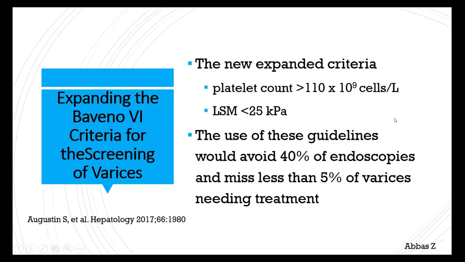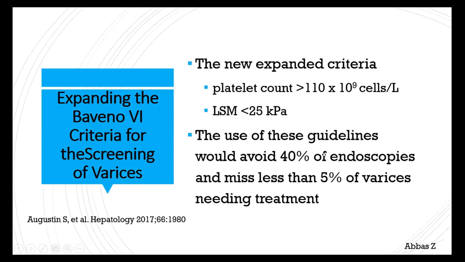Then they expanded the Baveno VI criteria, and they came across some lower values for platelet count. This study shows that even if the platelet count is more than 110, whereas according to Baveno VI this was 150, and liver stiffness is less than 25 kilopascal, then these patients are less likely to have large varices.